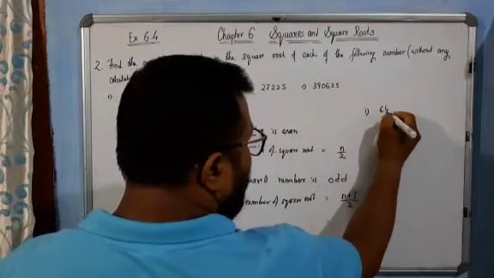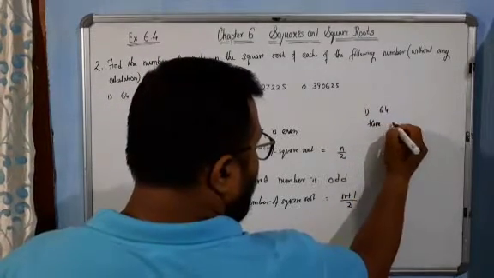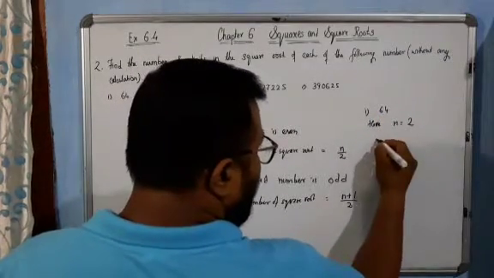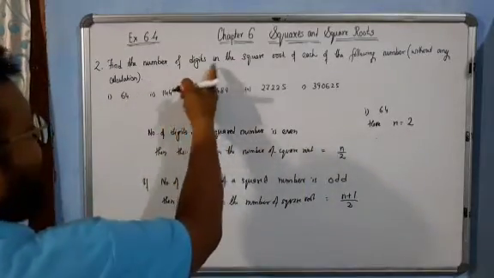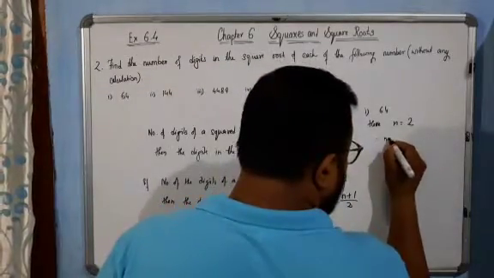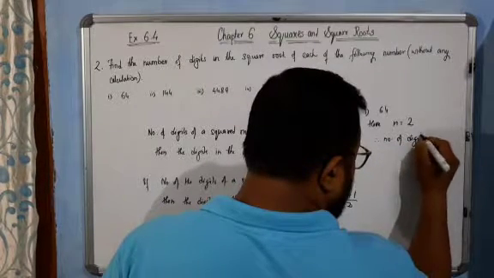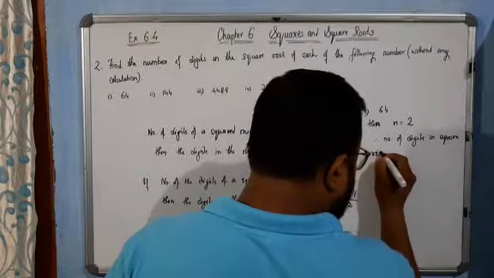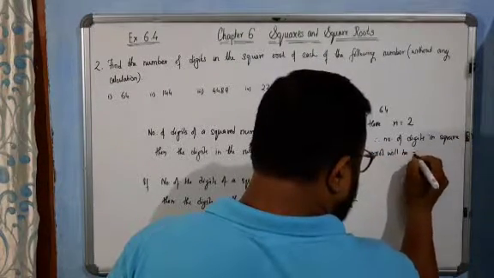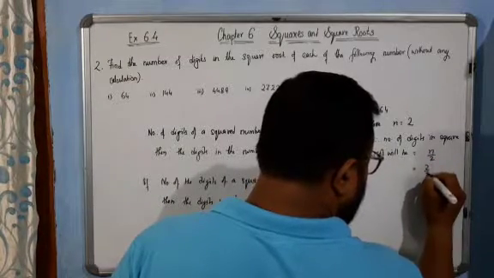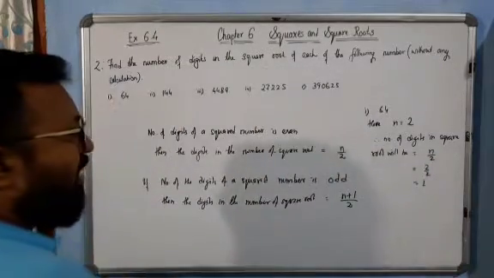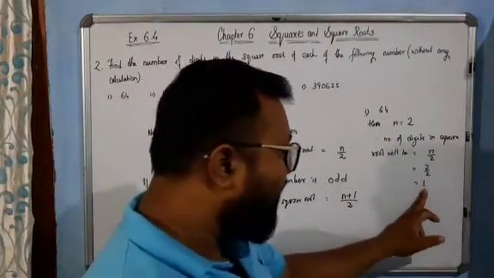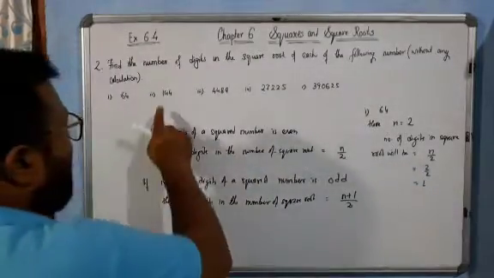For 64, here n equal to 2, that is even number. Therefore, the number of digits in the square root will be equal to n by 2, that is 2 by 2 equal to 1. So if we find the square root of 64, we will get a number which will have a single digit. Okay, now come to the second one, 144.